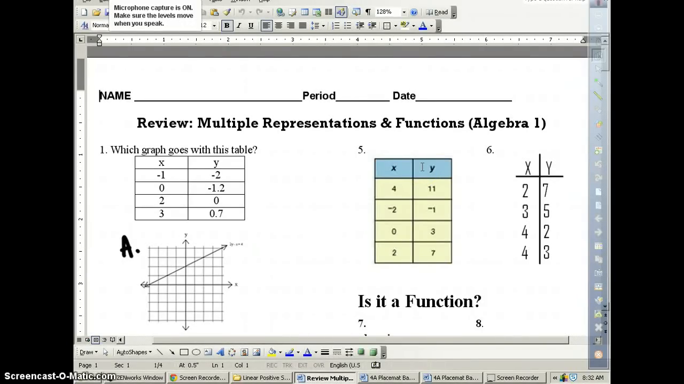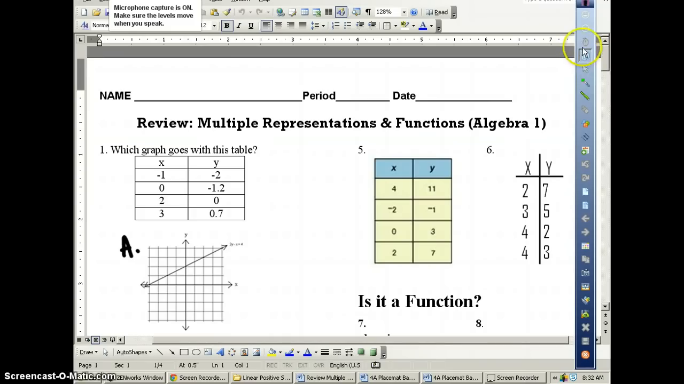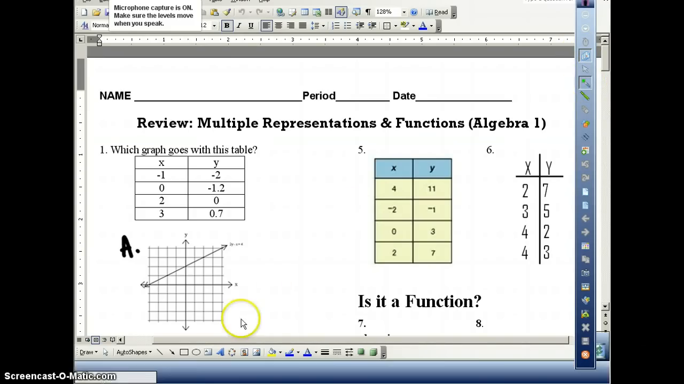This is a review of multiple representations and functions. This is all from the Region 4 algebra book on multiple representations. So let's get started. Everyone's got their review in front of them. We have a lot of people absent today, so we're going to do this together.